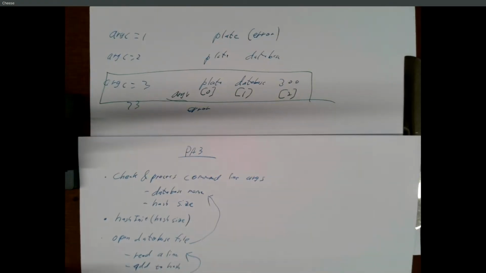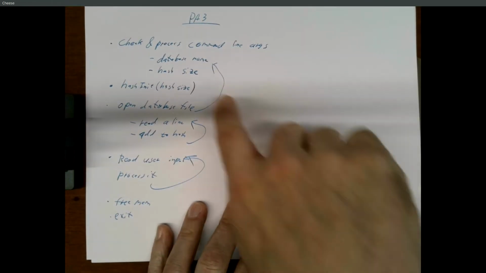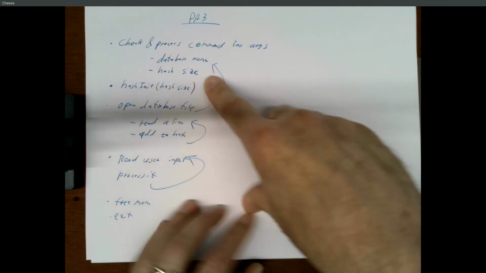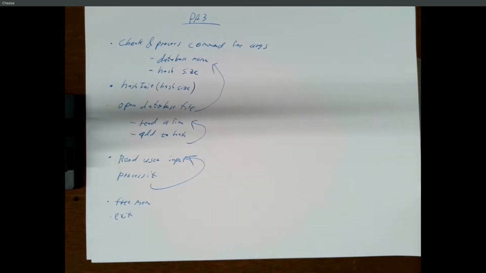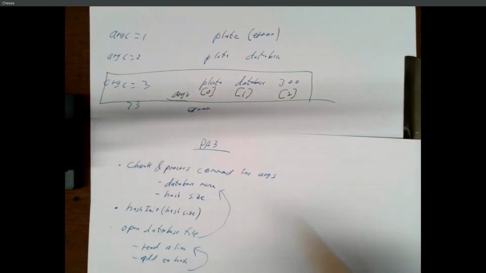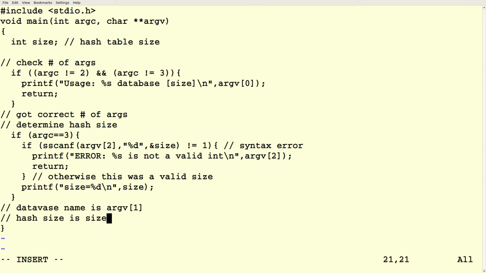Okay, so what am I doing here? I am trying to implement my pseudocode, right? And I'm working on this step: check and process the command line arguments, figure out what the database name is, figure out what the hash size is. And then I'm going to go ahead and call hash init, okay? So the database name is going to be argv bracket 1, okay? That's what I got here. So I can note that. Hash size is just going to be size.